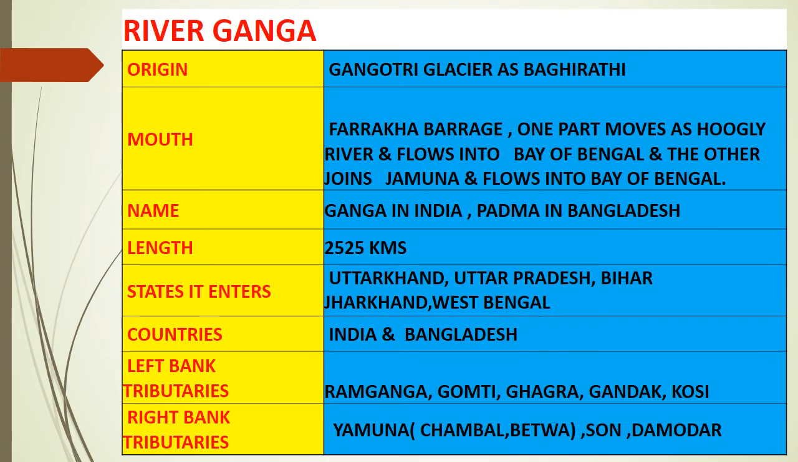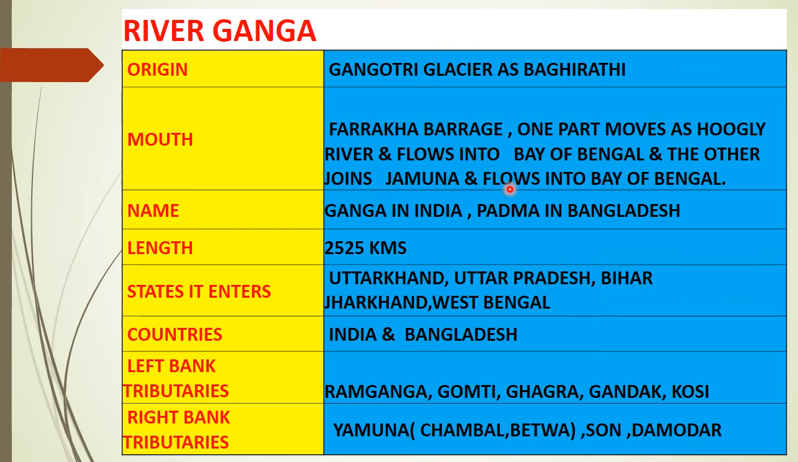Now this is a tabulated form so that you can remember the entire facts on river Ganga. So you can see the origin is Gangotri glaciers, which is known as Bhagirathi. Then the mouth is Farakka barrage. One part moves as Hooghly river and flows into Bay of Bengal, and the other joins Jamuna and flows into Bay of Bengal. The name in India is Ganga, and in Bangladesh it is called Padma.